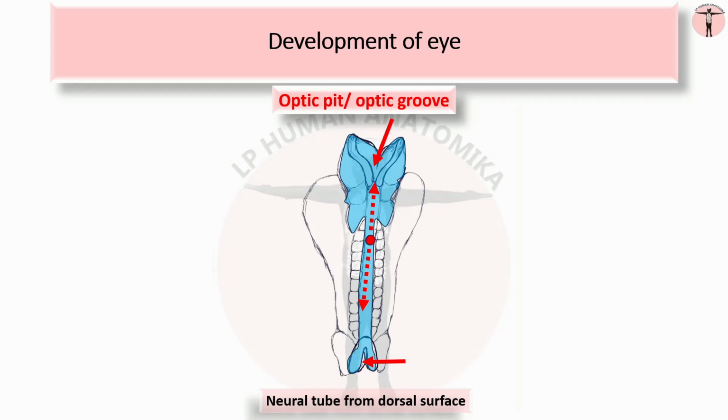Approximately on day 22, indentations or shallow grooves are formed as evaginations from the wall of diencephalon in the inner surface on both sides even before the tube is completely closed. These indentations are called optic pits or optic grooves. Let us enlarge the region where the optic grooves are formed and study the further development of eye.